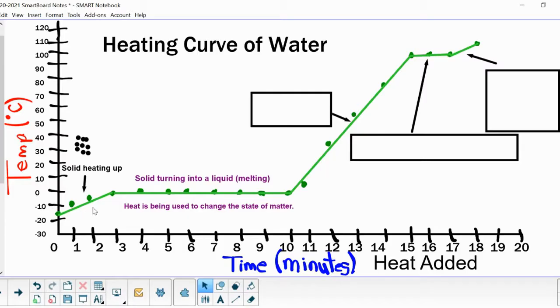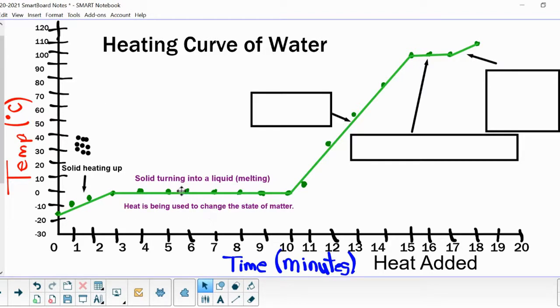In the beginning, it was just heating up. Like when you put your hands under a hand warmer or something. You are heating up, you're warming up your skin. You're not melting your skin. I hope not.